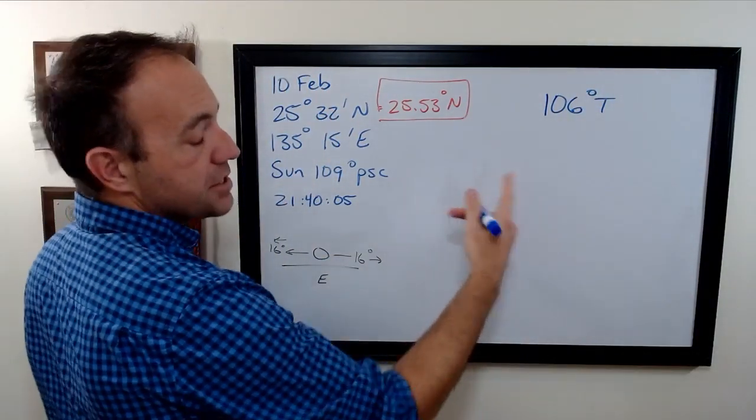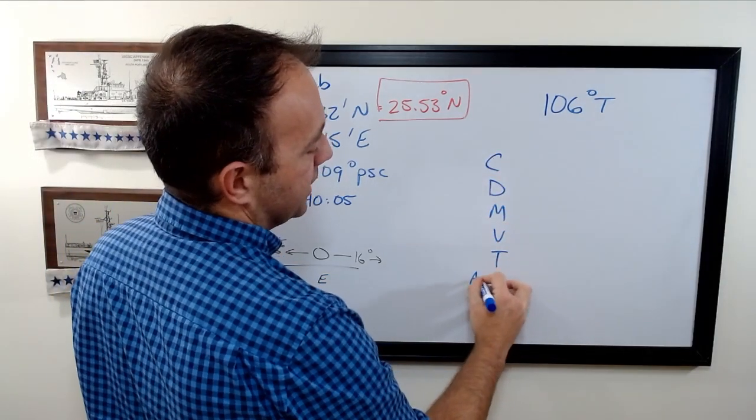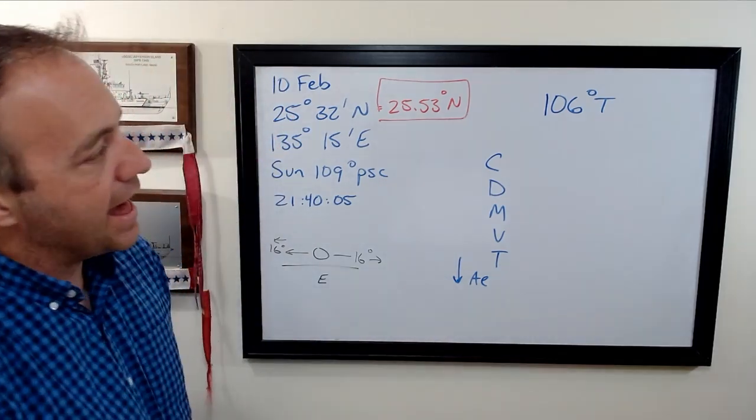So if we do, let's do your other version there. Can dead men vote twice at elections? We're going that way, we're going to add east.